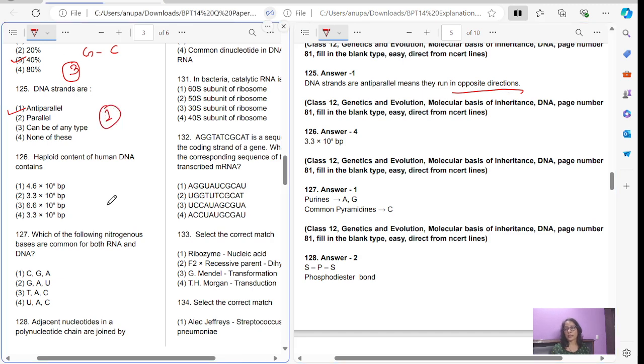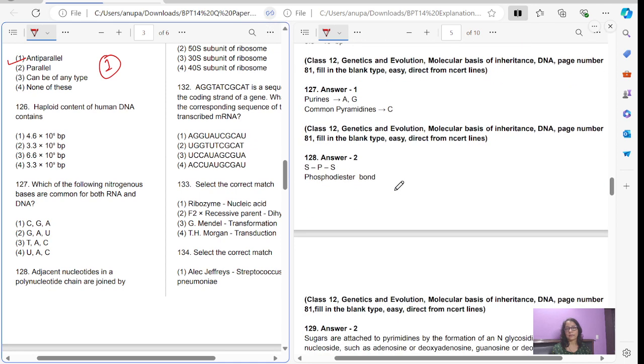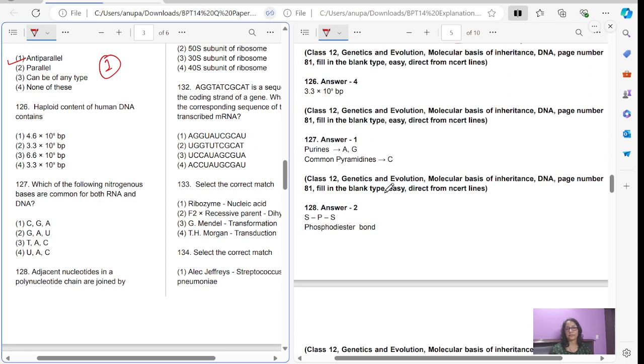Now let's move to the next question, question number 126. It states that the haploid content of human DNA contains... It is also a memory based question, and you have to memorize this directly from NCERT. The haploid content of human DNA contains 3.3 into 10 to the power 9 base pairs. So the answer of this question will be option number 4.